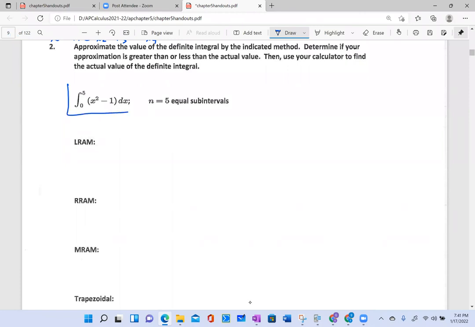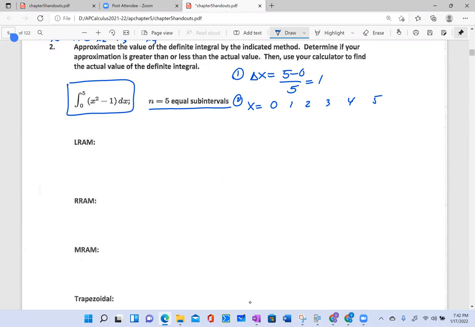So let's just do a quick recall here. Here we have this function and this definite integral, and we're to approximate the value of the definite integral using these methods. We're going to use equal subintervals. So delta x equals (5 minus 0) over 5, which is 1, and our x's will be 0, 1, 2, 3, 4, 5. Just count by ones.